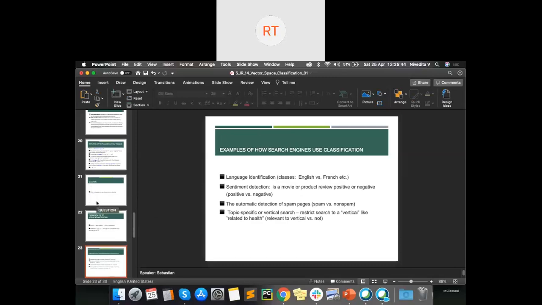Hi, this is Nivedita. Some examples of how search engines can use classification are described here. One example is language identification, where the classes can be English, French, etc. Another is sentiment detection, where reviews are written about a product or a movie, and based on those reviews, it is a positive or a negative comment. The third is automatic detection of spam pages, whether those pages are spam or non-spam. The last is topic-specific or vertical search. Vertical search is restricted to a vertical, like a particular topic related to health, etc., so whether a page is relevant to the vertical or not.